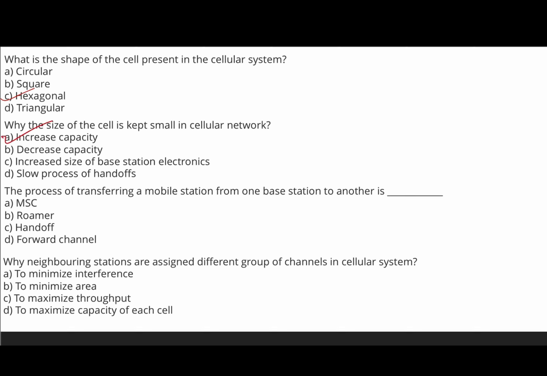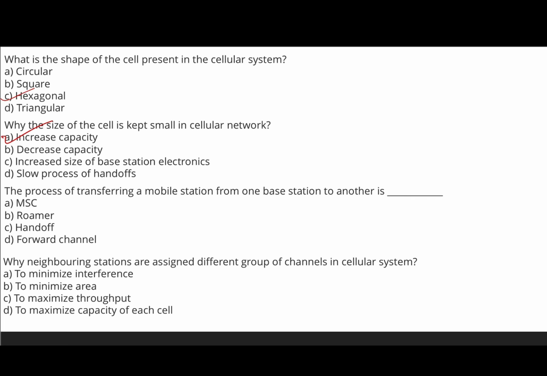Next question. The process of transferring a mobile station from one base station to another is dash. Option A, MSC. Option B, roamer. Option C, handoff. Option D, forward channel. The process of shifting an active mobile station from one base station to another as the user moves is called handoff or handover. Sometimes it is called handover, but usually it is called handoff.